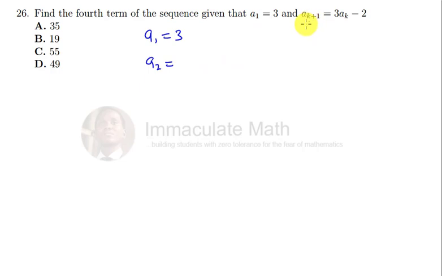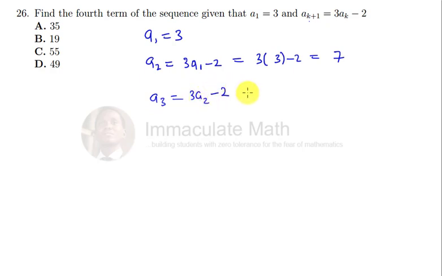Because we're already given your first term to be 3, that means your a2 would be when my k is 1. So if my k is 1, that means I'm going to have 3a1 minus 2, which equals 3 multiplied by a1, that's 3, minus 2. That means 3 times 3 will give us 9, then 9 minus 2 will give us 7. Alright, so that means let's proceed to this third term.